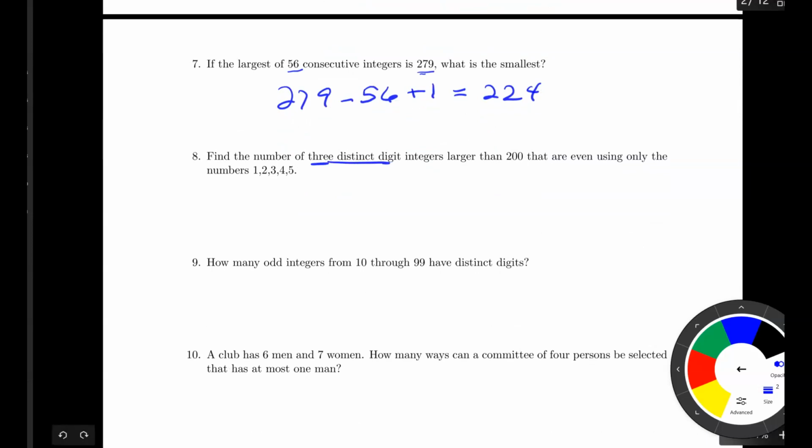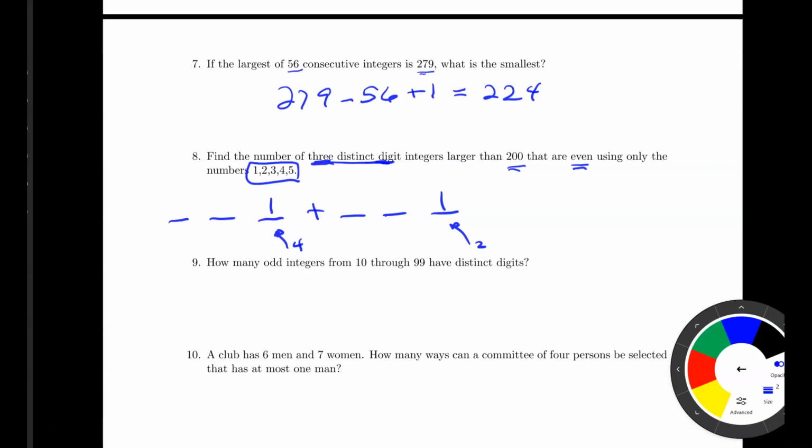Number of 3 distinct digit integers that are larger than 200 and are even, and we're only using these numbers: 1, 2, 3, 4, 5. Okay, so let me put this down a little further. If they're even, I have to have a special number in the last digit, right? So I'm going to put the 4 here, or I'll put the 2 here. So I've got 1 choice for there, 1 choice for there. Those are the only even numbers in this batch. So that takes care of the even.